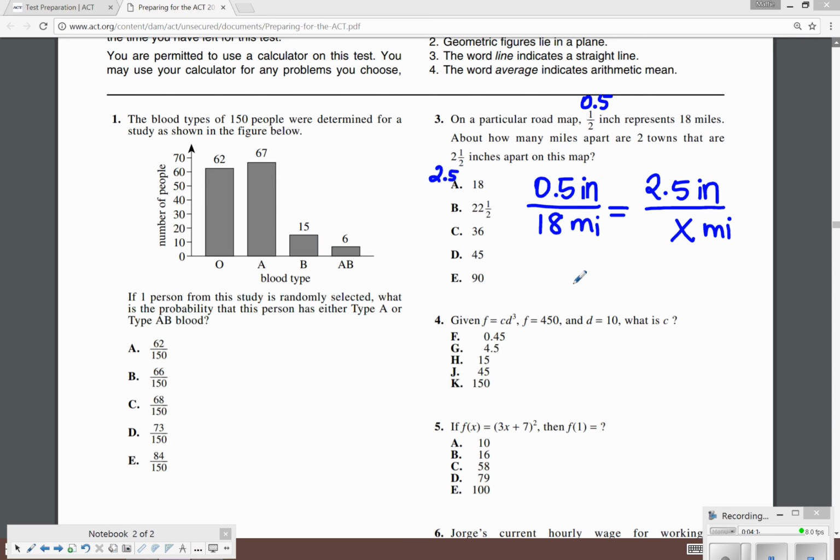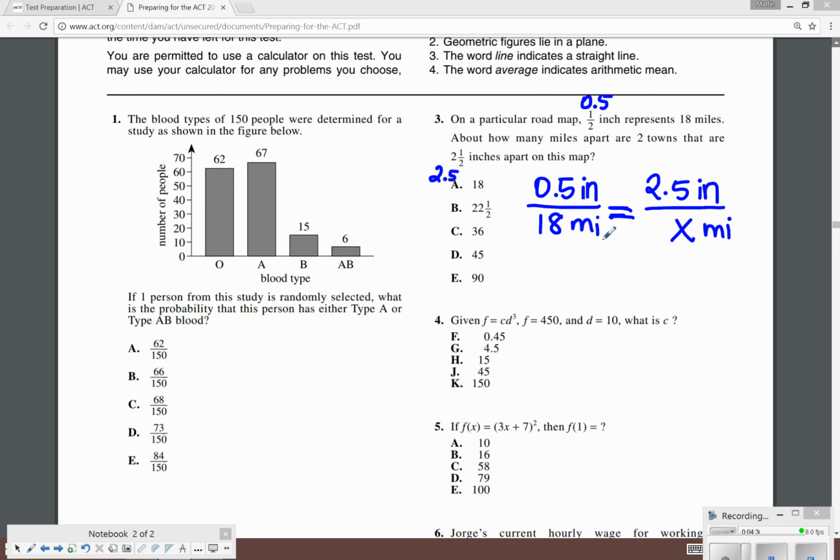Notice that in my proportion, when I'm setting up 2 equal fractions, I want each of my units to match. Inches on top, miles on bottom, or if you wrote it backwards, you could always do that as long as you did the second fraction the same way, because I want them to be equal or equivalent.